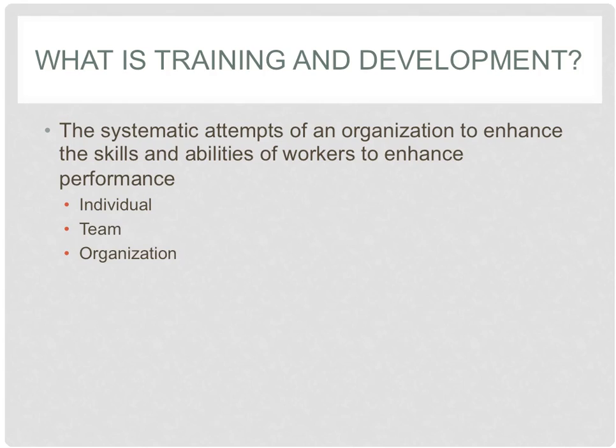So moving on to the next page. Training and development, as you can see here, is an important definition. It's how we enhance the skills and abilities of workers to improve their performance. And we can do this at the individual, the team, and at the organizational level. We need to be thinking about this at multiple levels, and certainly based on what our strategic needs are in the organization.